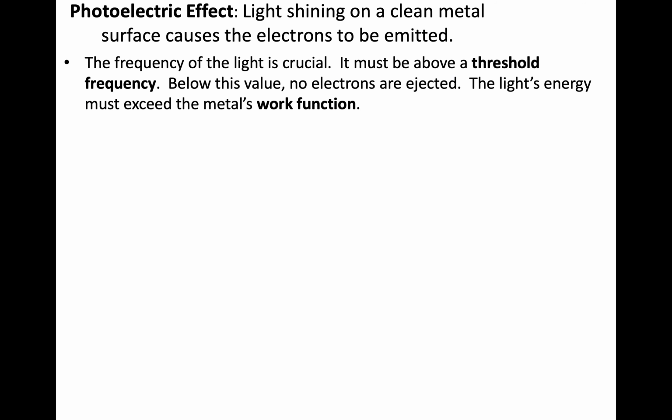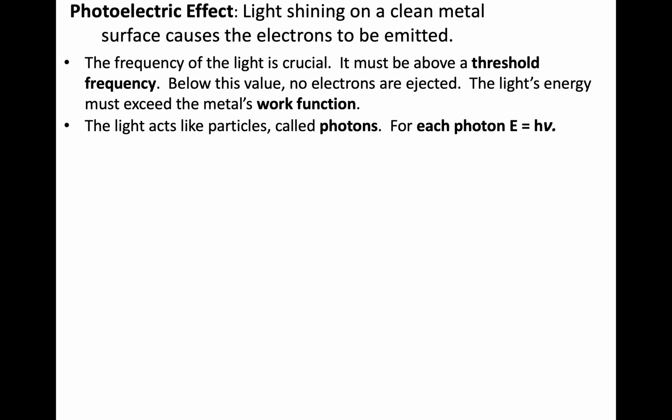Different metals have different amounts of energy necessary to remove an electron. The frequency of the light seemed to be crucial. It must be above this threshold frequency. It must be above the value for the particular metal. If the frequency was too small, no electrons were being ejected. It needed to be above this threshold value, which we call the work function. The work function is then a characteristic of the metal itself.